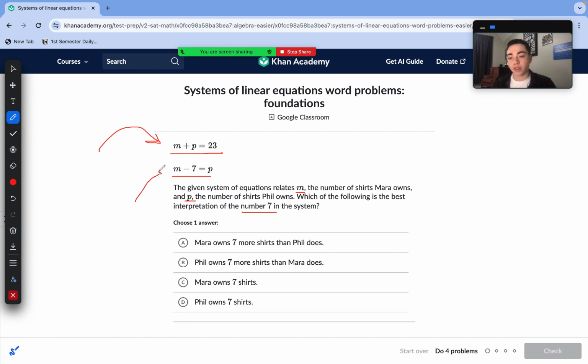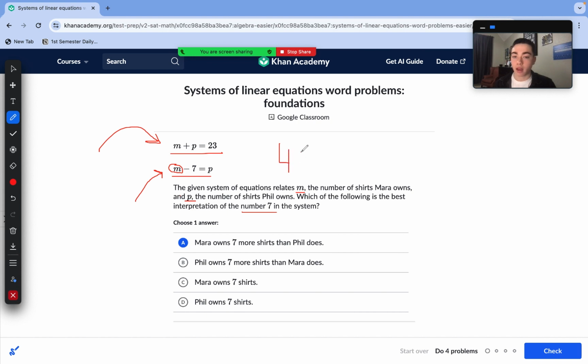But now we can see that if we take the number of t-shirts that Amara has and we subtract 7, we have the number of t-shirts that Phil has. Meaning that Amara has 7 more t-shirts than Phil, and Phil has 7 fewer t-shirts than Amara, which is equivalent to answer choice A. Amara owns 7 more shirts than Phil does. Definitely don't get confused with this subtraction sign and think it's less or the other way around. We need to understand that if we're subtracting a number from something and it's equaling another number, well, this number had to be larger to start off with.